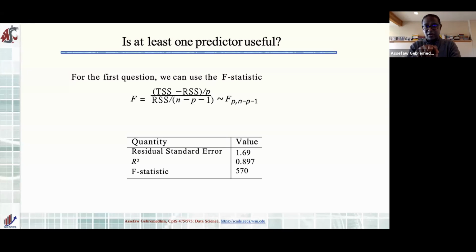And you can see now the R-squared, which is what we used to show the proportion of the variance explained. How much of the variance is explained by our model, that's what R-squared measured.